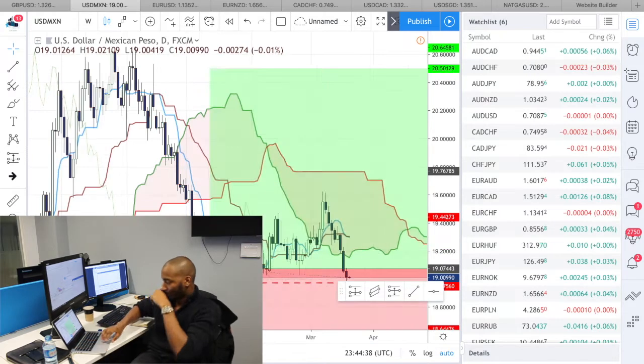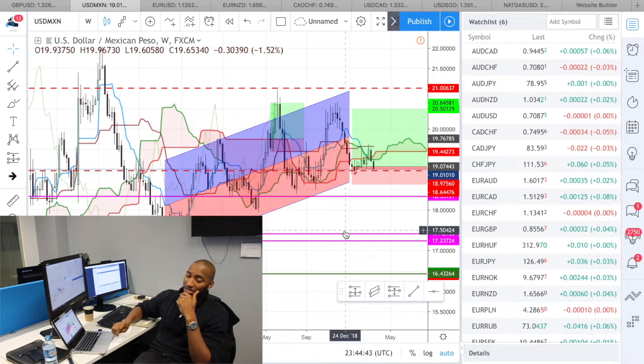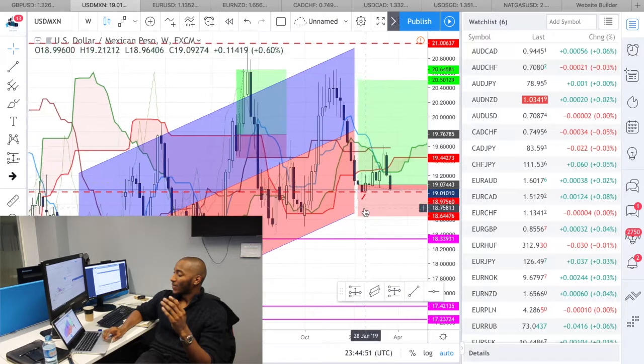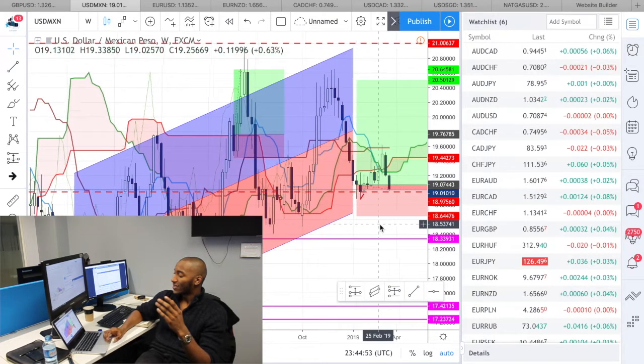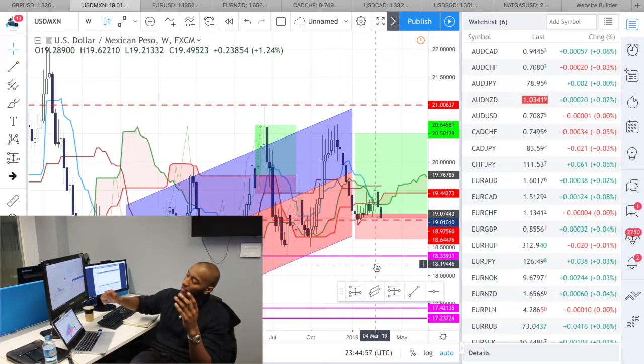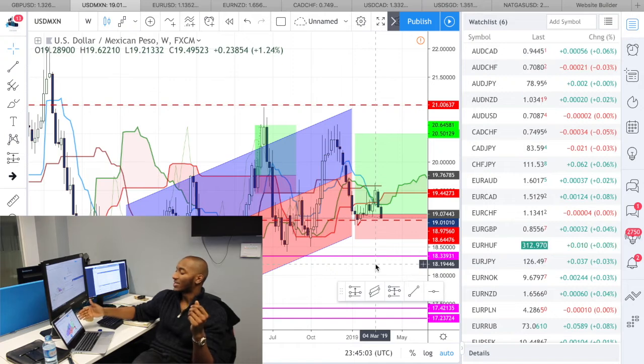USD MXN. With this currency pair, we can see we've got an uptrend and it's within a regression trend, so within a channel, basically. What we can see is the past two candlesticks on the weekly chart reaching down to the bottom trend line in this channel. So they're going to basically test the support line.